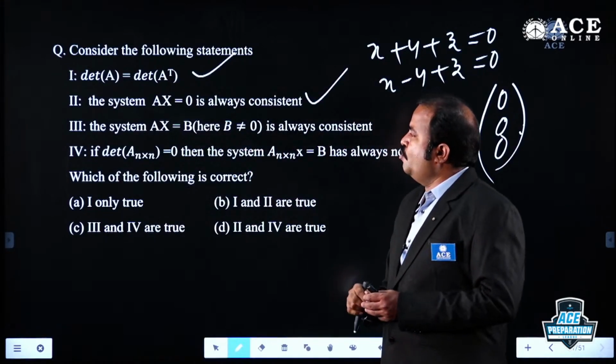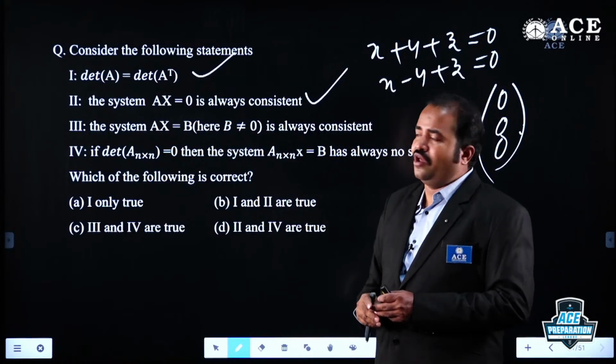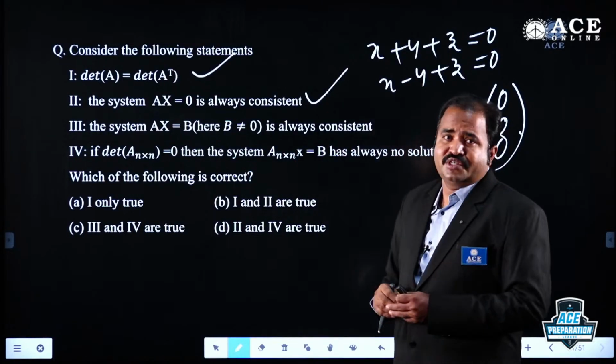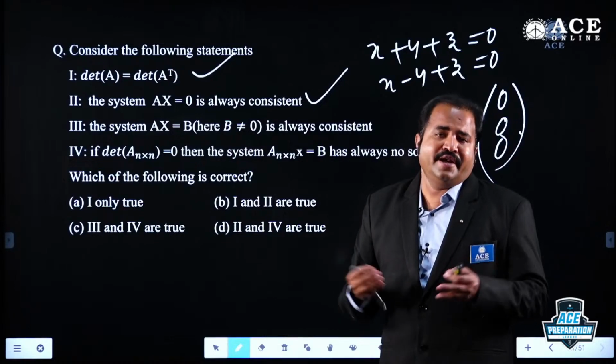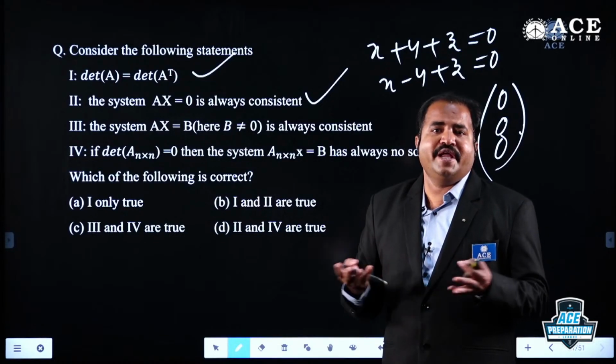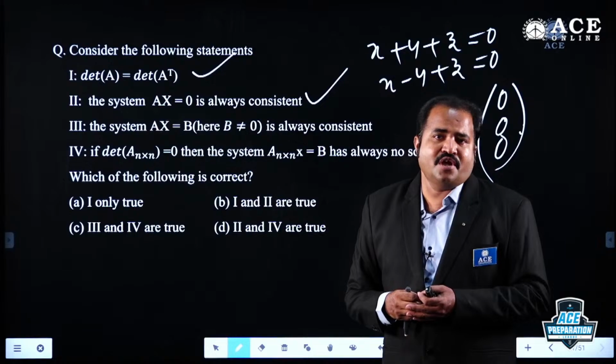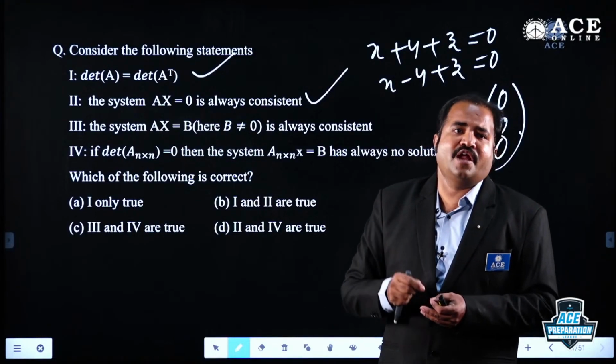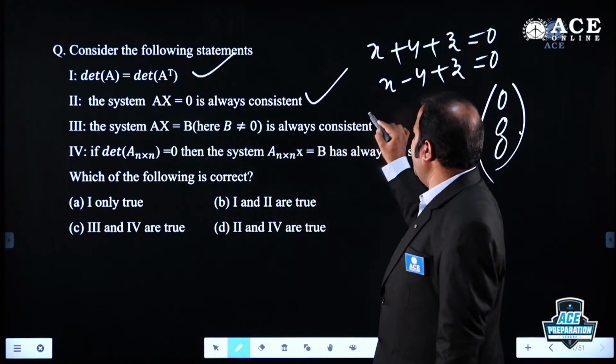Next, the system Ax equal to B, here B not equal to O means what? Non-homogeneous system is always consistent. Is it right? No, no guarantee. Non-homogeneous system may be consistent, may not be consistent. Depends on what? Whether rank of A is equal to rank of augmented matrix or not. So this is not correct.